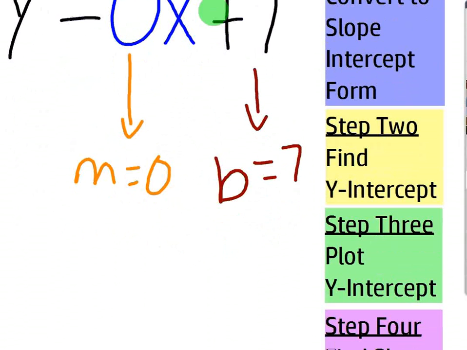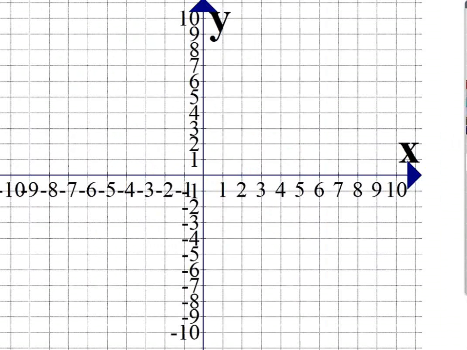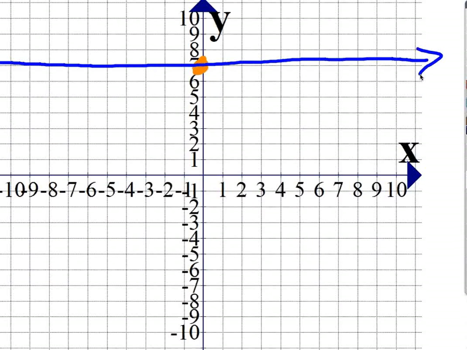Okay, now let's plot the y-intercept. Let's go up to y equals 7 and graph a point. Now if the slope is 0, is it a horizontal or vertical line? Okay, good. So when we go to graph this one, it's going to be a horizontal line with a 0 slope and cross at y equals 7.